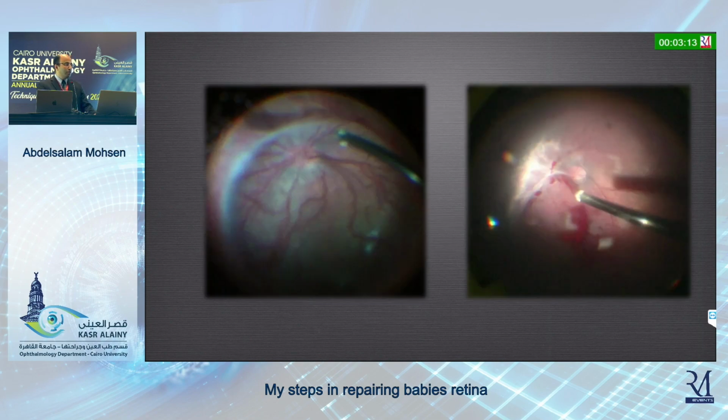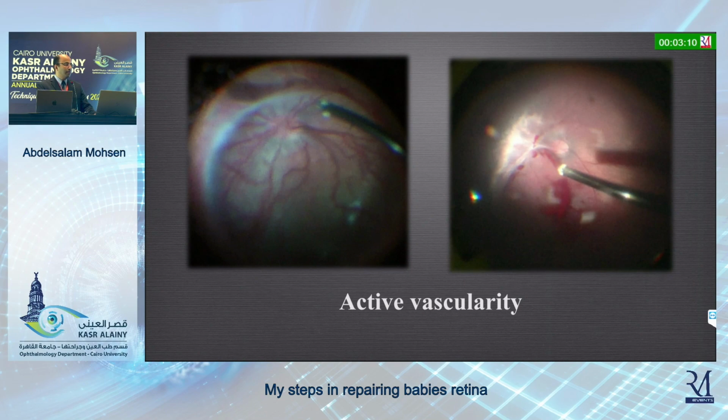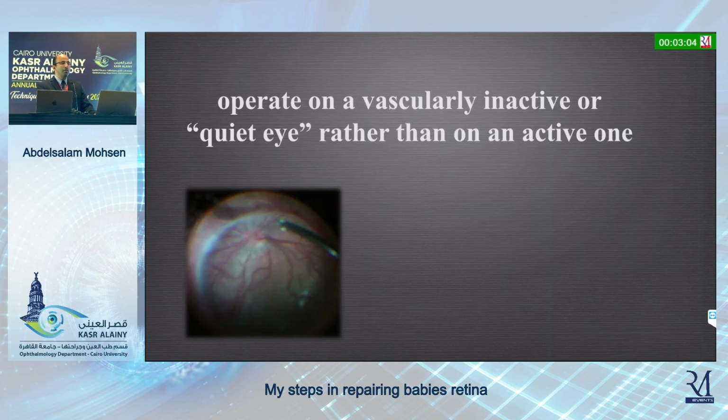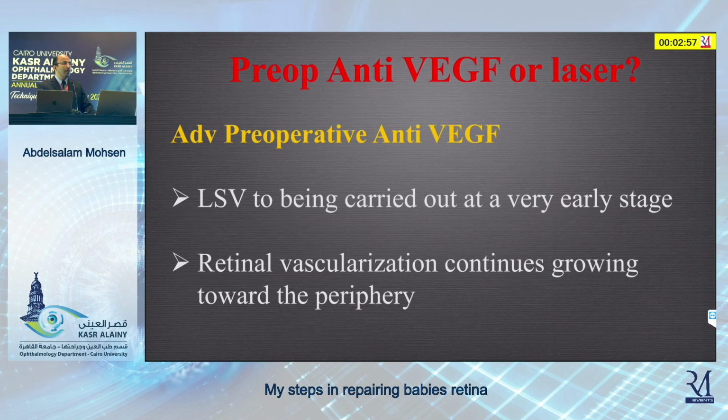What is the difference between those two pictures? The difference is the active vascularity. Active vascularity leads to risk of uncontrollable bleeding and surgical failure in those patients, so we should operate on a vascularly inactive or quiet eye rather than an active one, and this is achieved by preoperative anti-VEGF or laser. The advantage of preoperative anti-VEGF over laser is that it allows the vitrectomy to be carried out at an early stage and allows the retinal vascularization to continue growing toward the periphery later on.